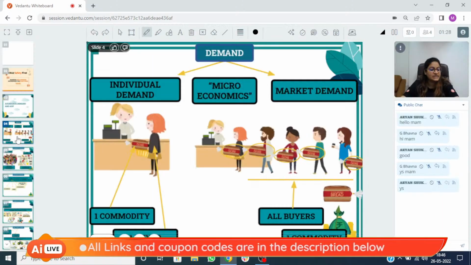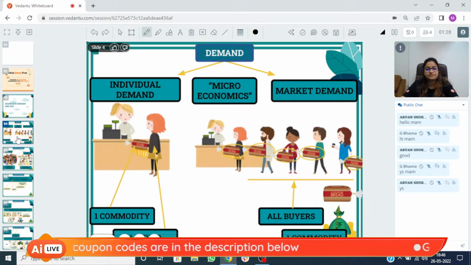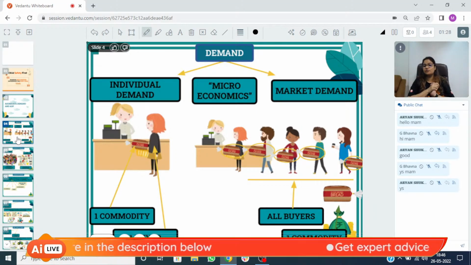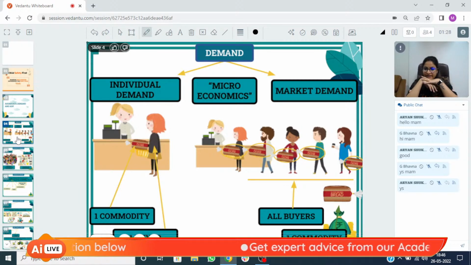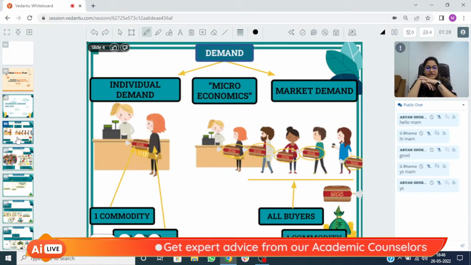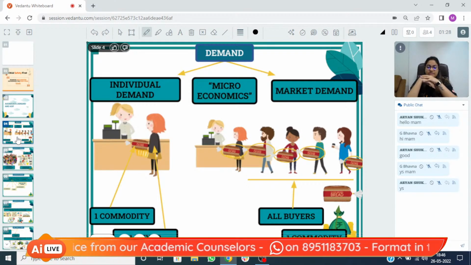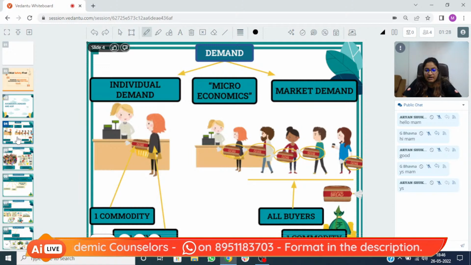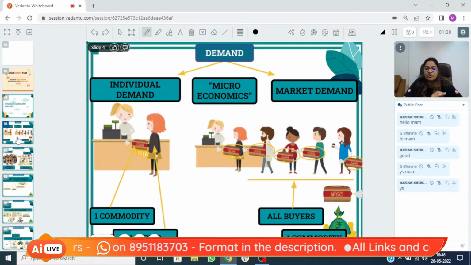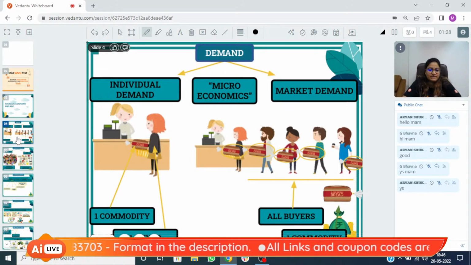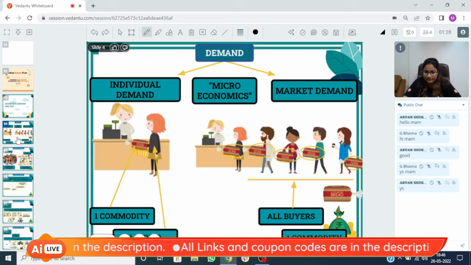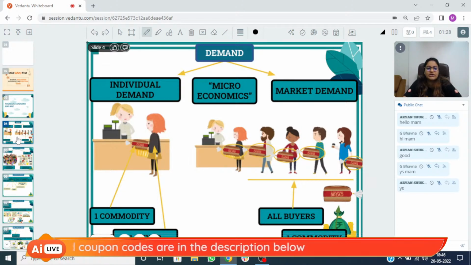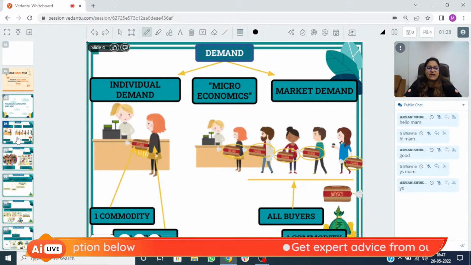Demand is the desire for a commodity backed up by the ability to pay and willingness to spend at a given price during a given period of time. Correct? That is demand. In demand, we studied two concepts, individual demand and market demand. Both were microeconomic concepts. Individual demand is demand by a single buyer of a single commodity. Market demand is demand by all the buyers of one commodity. Correct, everyone? So individual demand and market demand.